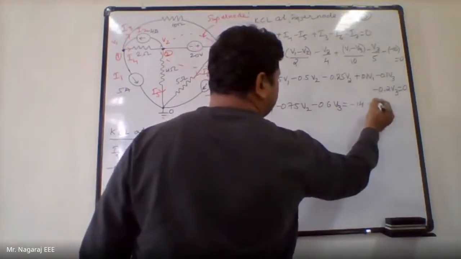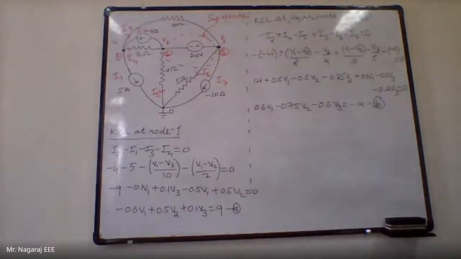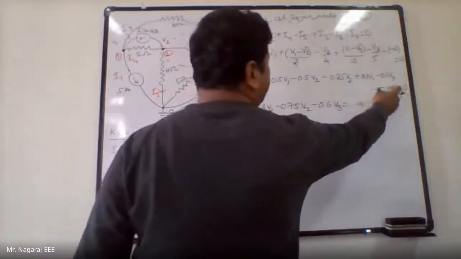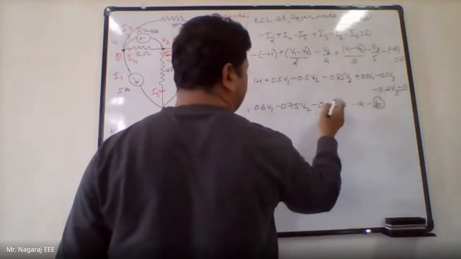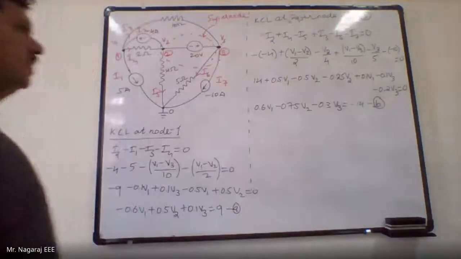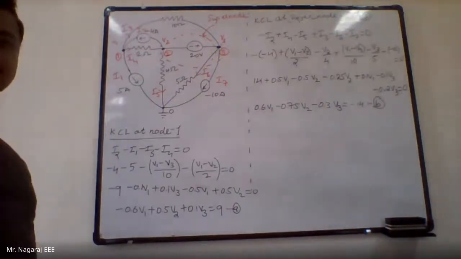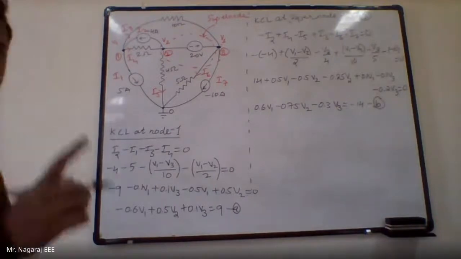Now take this as equation B. So 0.6 V1 minus 0.75 V2, minus 0.2 minus 0.1, minus 0.3. Sorry for that mistake. Minus 0.3 V3 is equal to minus 14. Now this is equation B. Now I have two equations in terms of V1, V2 and V3. I need one more equation to solve.